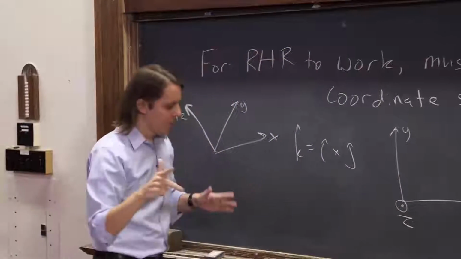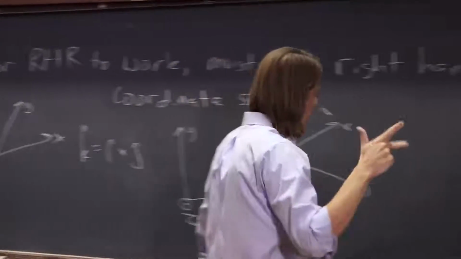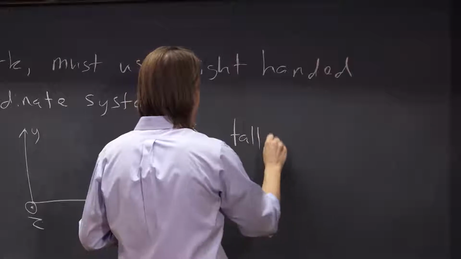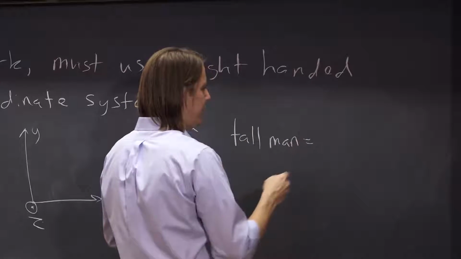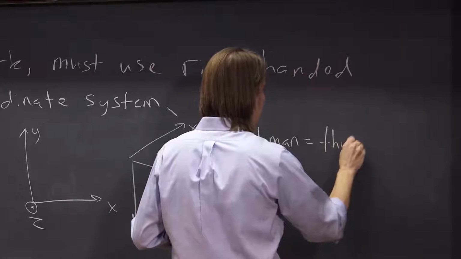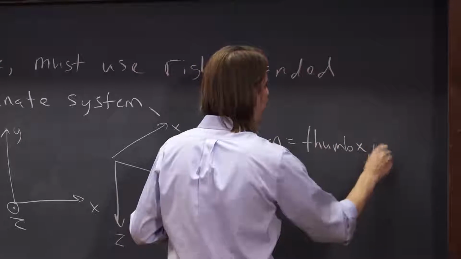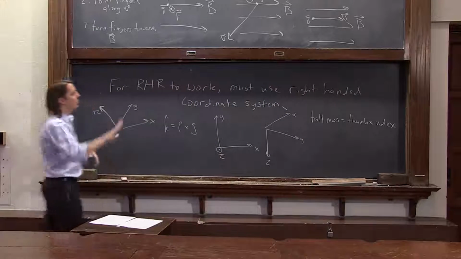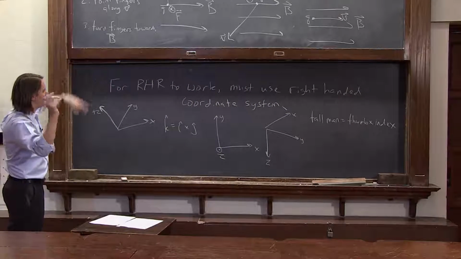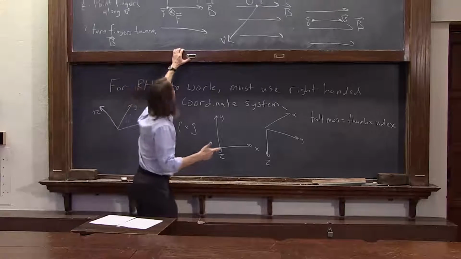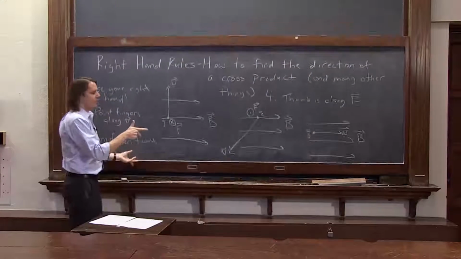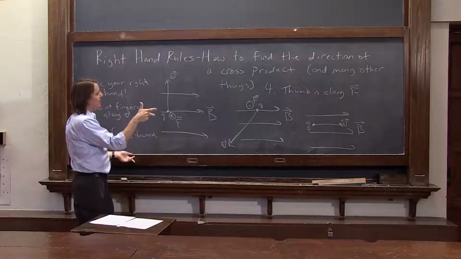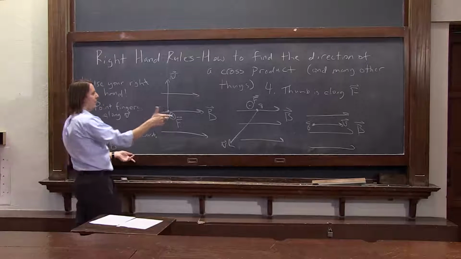And you just have to remember that if you do this, that tall man is what I call that middle finger. Tall man equals thumb cross index. So if you'd rather not do this version of the right-hand rule, you can just hold them like this, and you can always get it right. Because here, it would be that V cross B, V is thumb, and B is index. So tall man is the force, and there you go.